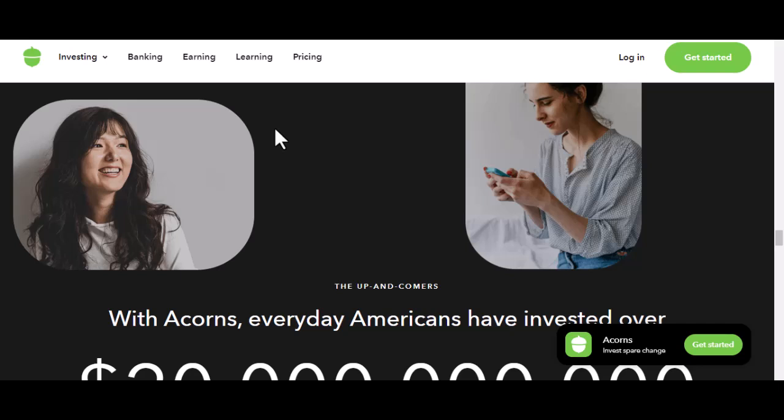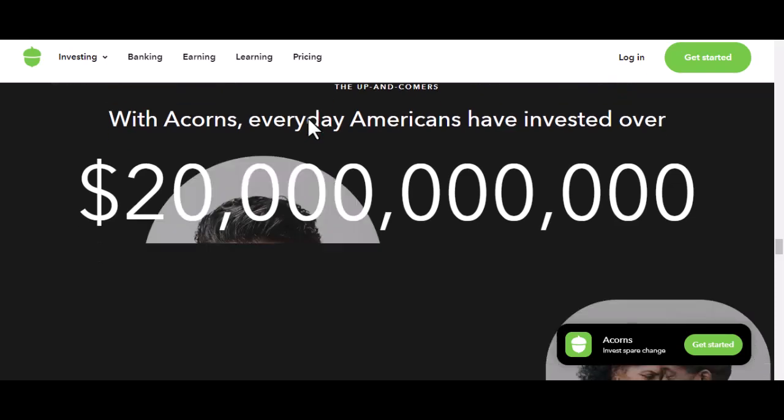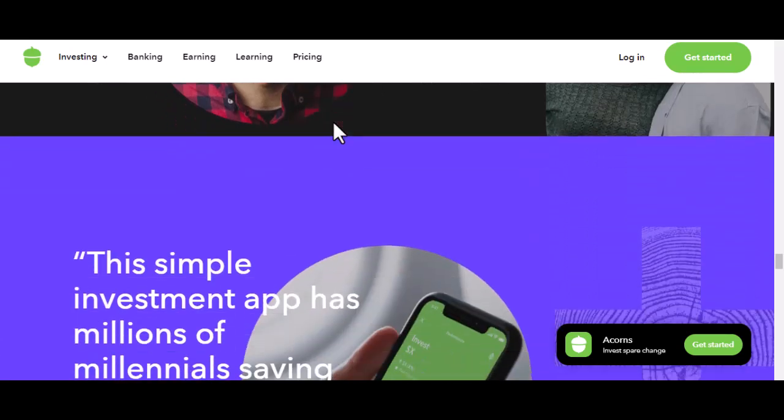Additional tips. Start small. Begin with a small investment amount to test the waters. Diversify your investments. Don't put all your eggs in one basket. Be patient. Investing is a long-term game. Don't expect overnight riches.